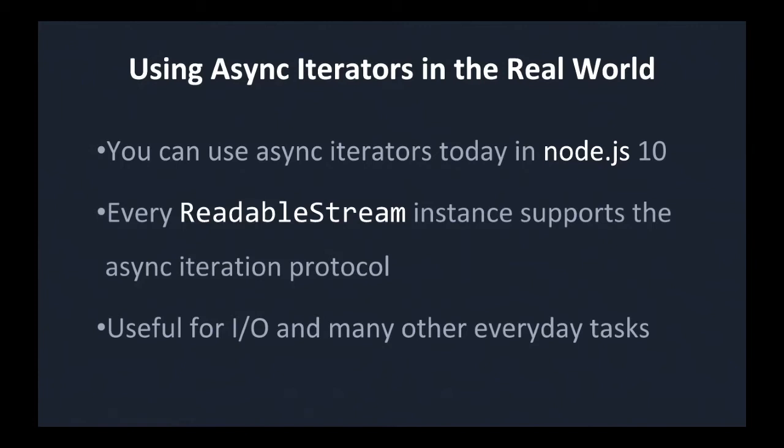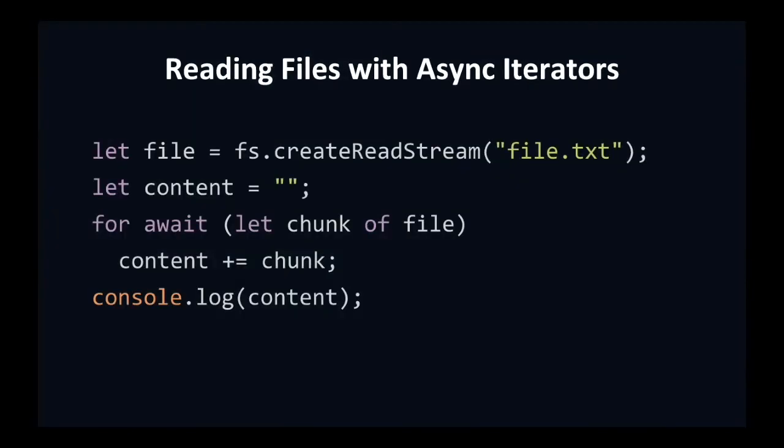So for example, you can use it to read files. In the standard library, in the FS module, we have the create read stream method, which you can use to read a file. When you invoke that and you pass it the name of your file, you get back a readable stream. It's basically a stream with your file data in it that you can loop over and consume.